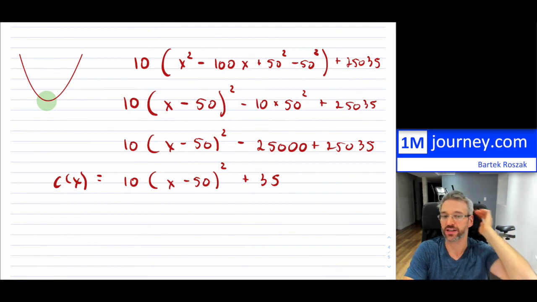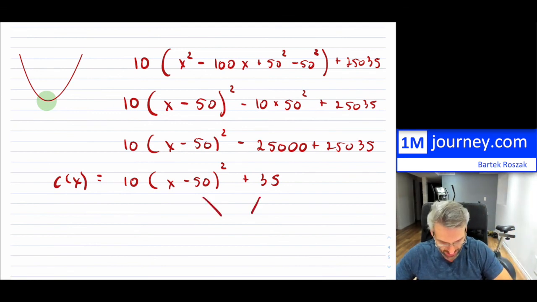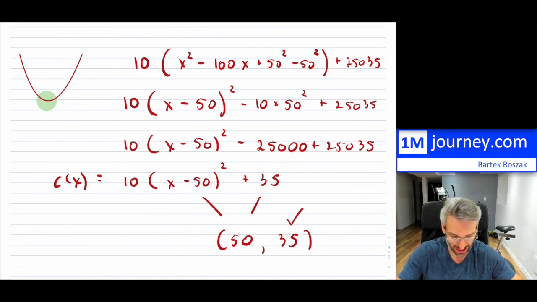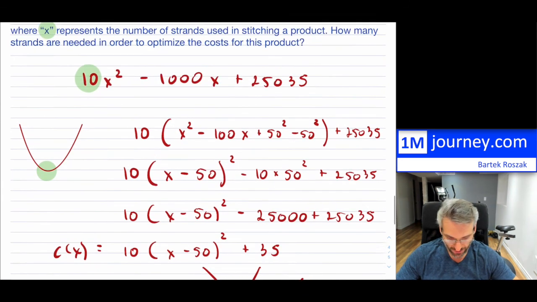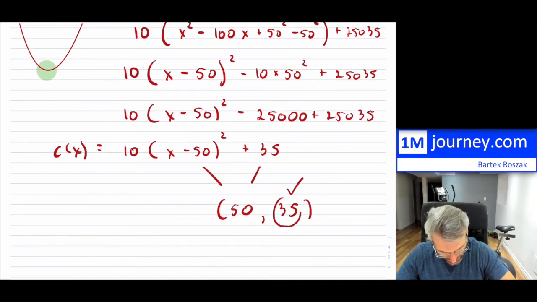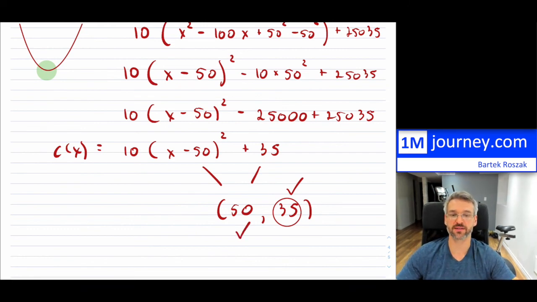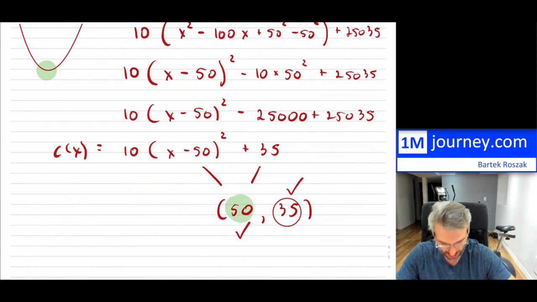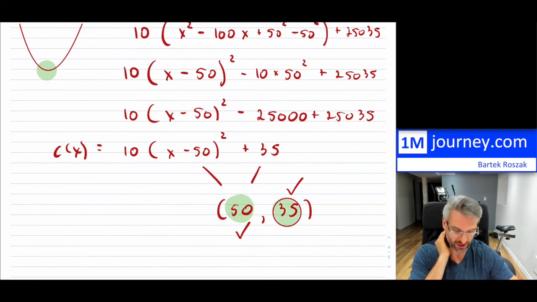So now that we have this, we basically can take out our vertex. So it's going to be 50 and 35. So notice this is our minimum cost, which is actually not bad at all. All right, so that's our minimum cost. Now, within here it says how many strands are needed in order to optimize the costs. Well, if this is the minimum cost, then what do we need? How many strands? Well, it's going to be 50 strands. And that would have been your answer within here. Now, notice it is the x value because they're asking for the strands. But if you were trying to optimize the cost, it's actually at 35. That would have been the minimum cost possible.